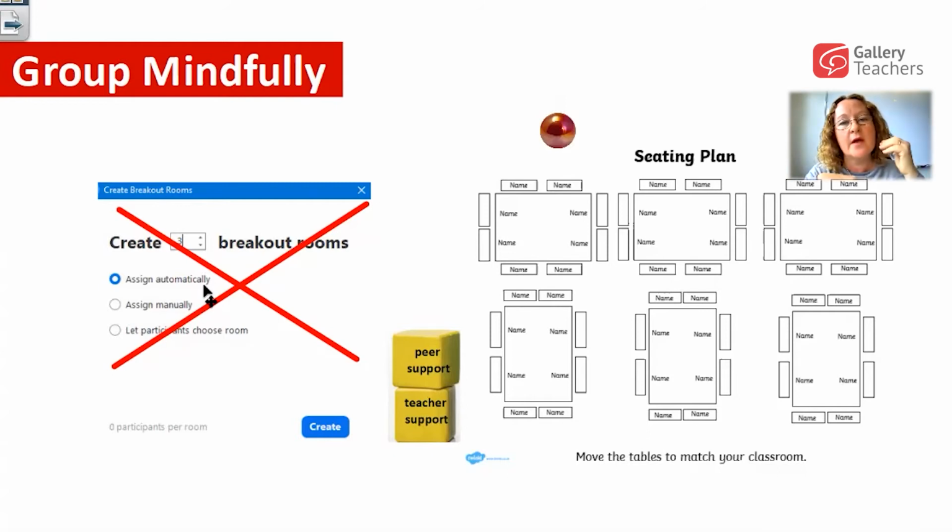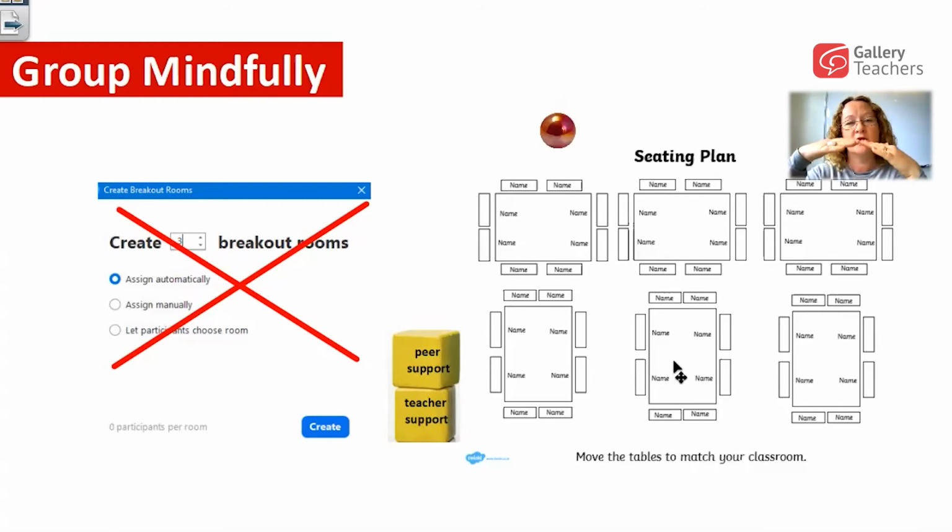Would I prefer to have a weaker student with a stronger student, or a student with brilliant prior knowledge of the topic with somebody who knows nothing? So think about how you group in order to access the maximum peer support. If you're in a physical classroom, think about the seating plan.